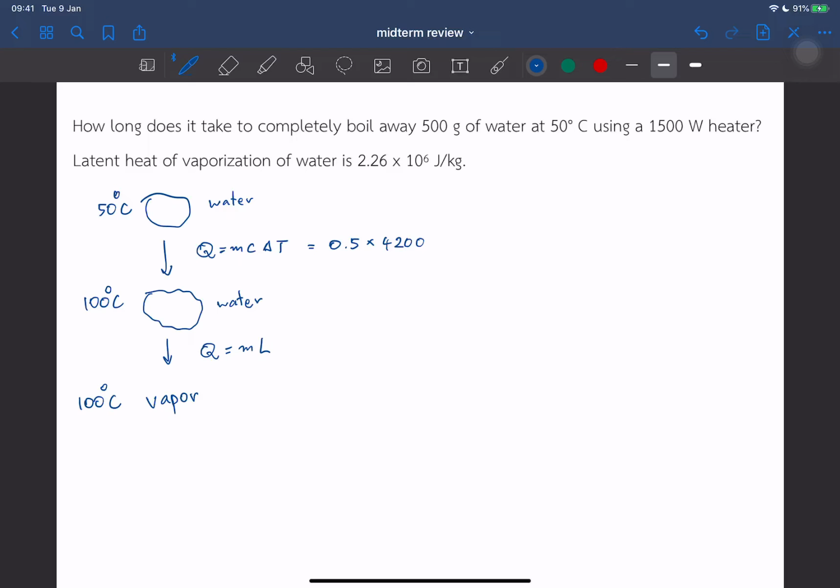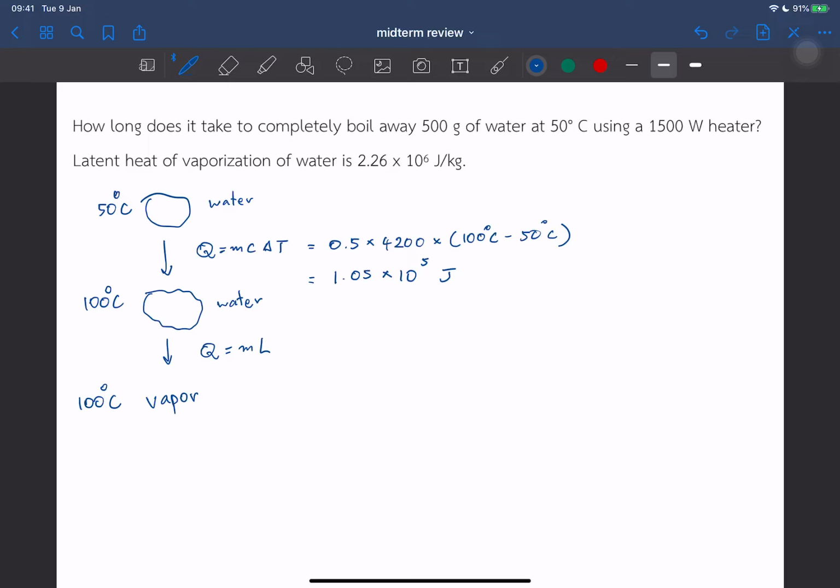So 4200 for the specific heat, and then times the change in the temperature. So that's going to be 100 minus 50, right, because 100 is the final temperature and 50 is the initial temperature. So you calculate this and you get 1.05 times 10 to the 5 joules.